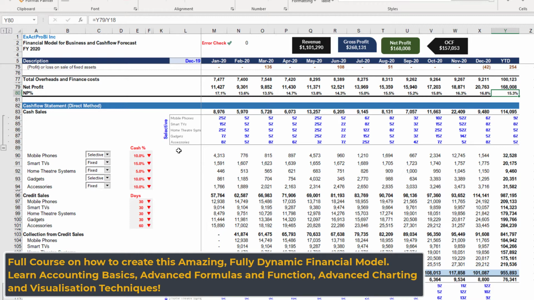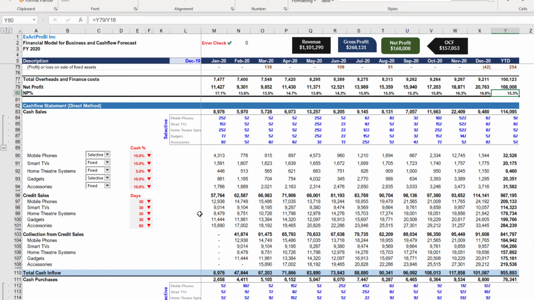If you don't have 10 plus hours to spend, but then again, it's not a wastage of time. I would rather call it a very valuable investment for the future. In that course, I explain all accounting concepts as well, basics of accounting for non-finance people. So go through the course and you'll understand more about this model and also finance and accounting basics.